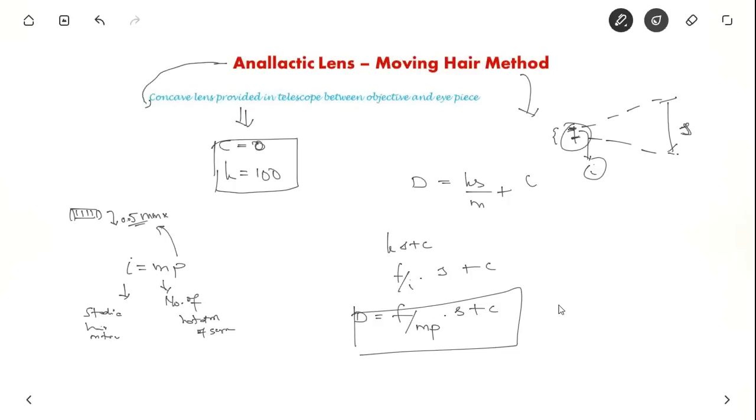So here we have K is equal to F by P. In this method, K is equal to F by P. So that you can write this as Ks divided by M plus C. This is moving hair method, sorry.